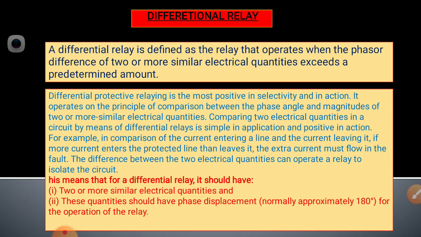A differential relay is defined as the relay that operates when the phasor difference of two or more similar electrical quantities exceeds the predetermined amount. So differential relay, as its name indicates, difference. So what is a differential relay? It will be the difference. It will operate upon the phasor difference of two or more similar electrical quantities.